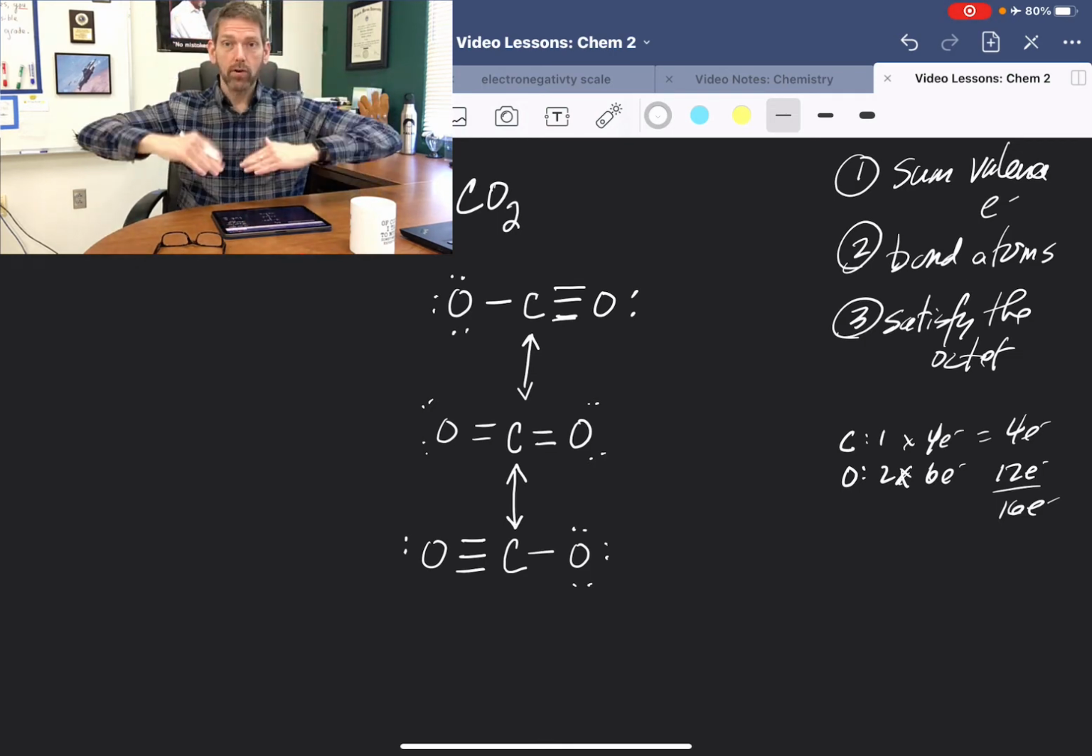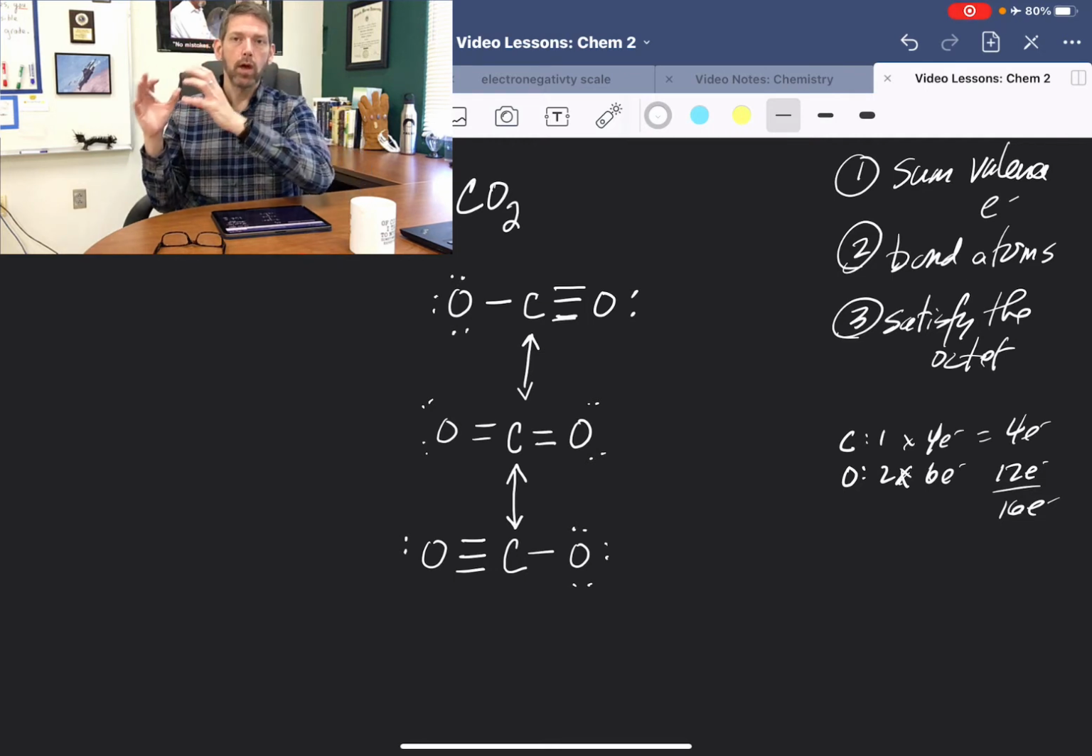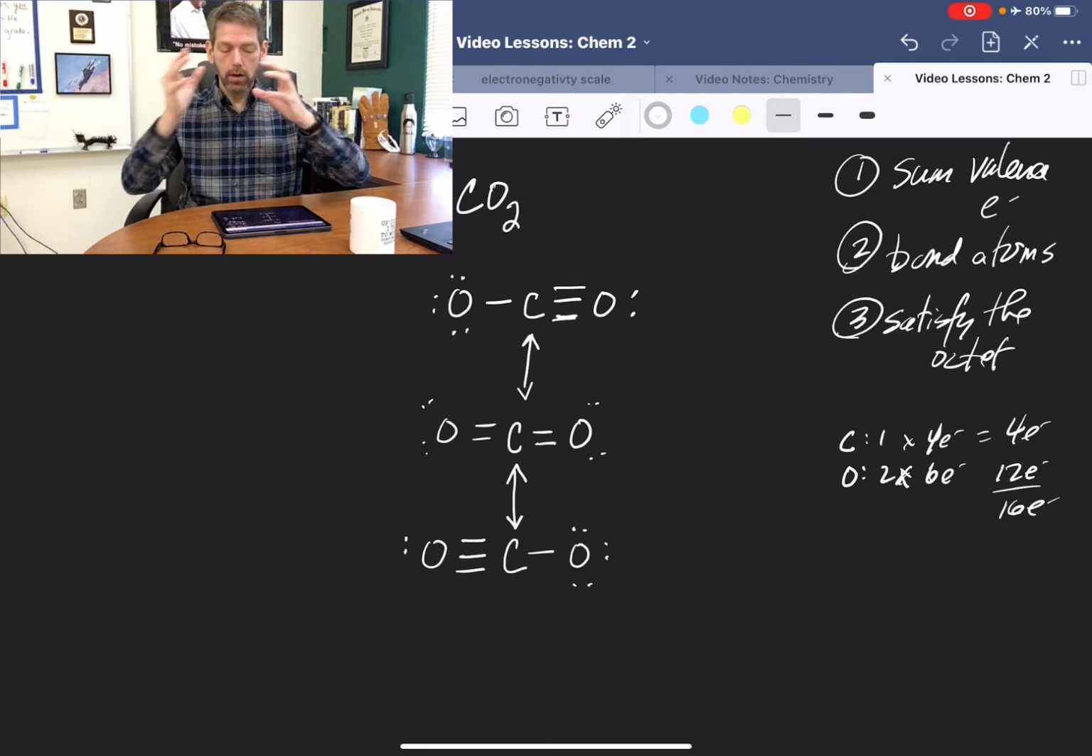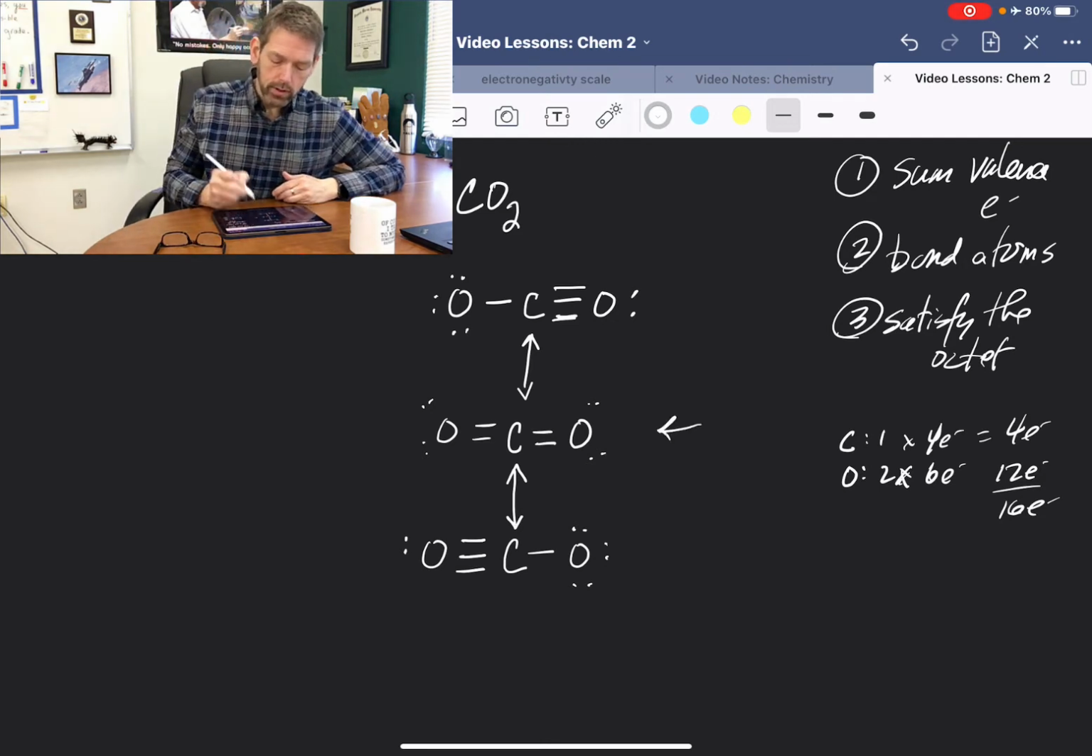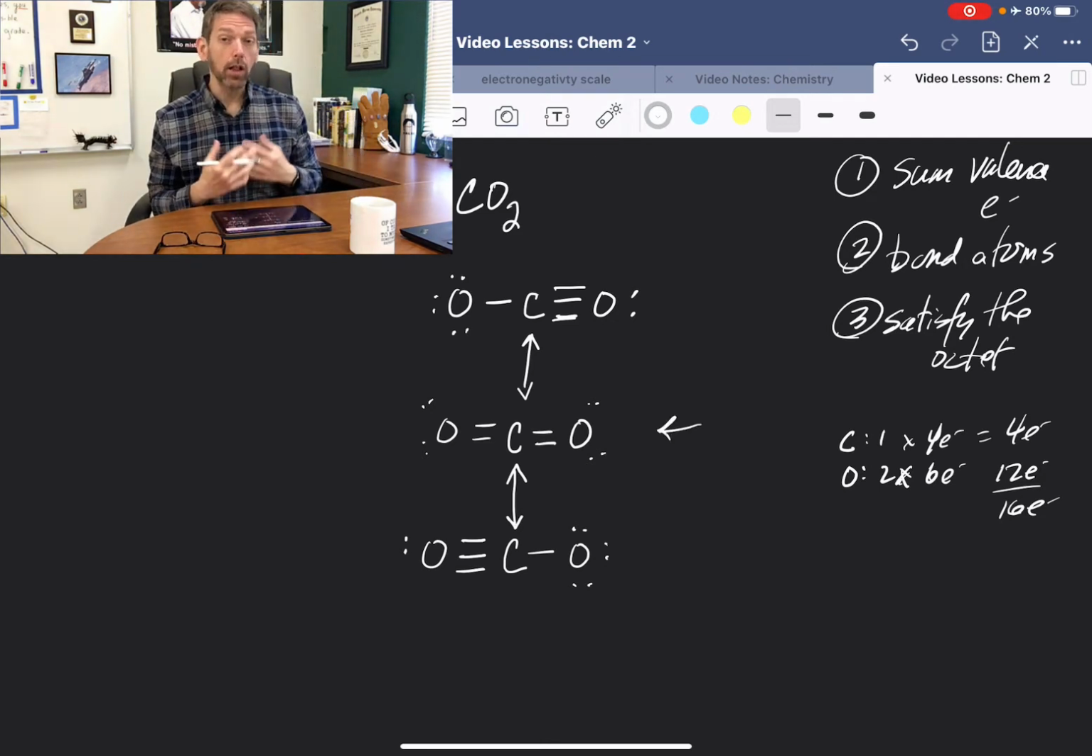It's happening at a very fast rate. It's vibrating back and forth, right? And I draw this one in the center because looking at it, it looks the most symmetrical. It looks, and it is, the most stable form. And most of the time, the molecule is spent in that structural form.